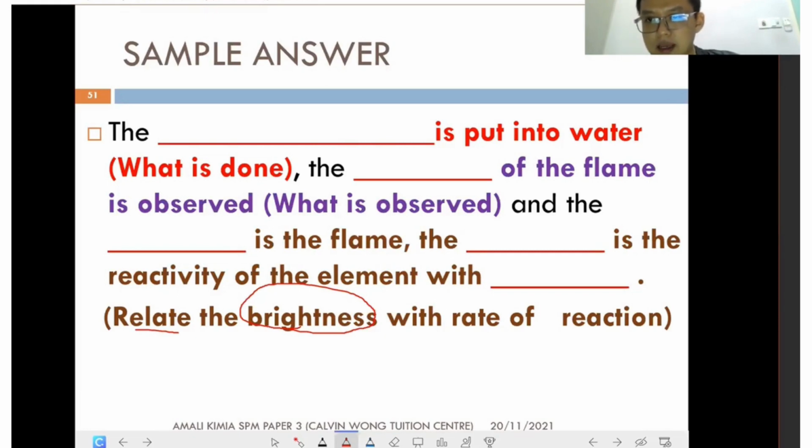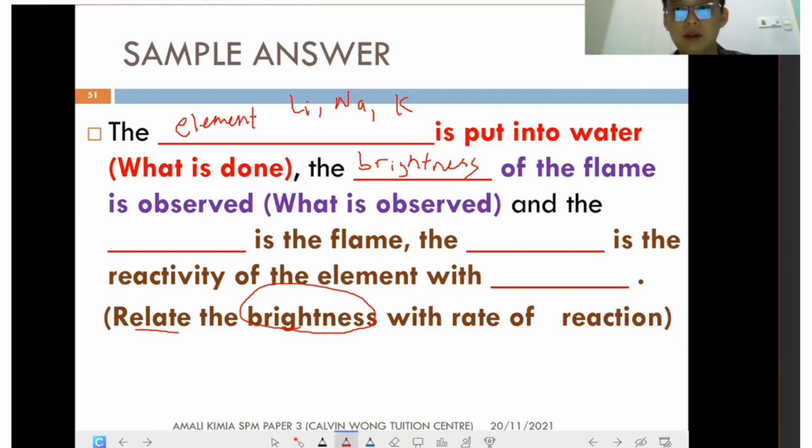Okay, so thank you, Evan. Thank you, Jonathan. Yes, lithium, sodium, potassium. Yes. It's put into. So we can say the group 1 element also can. Yes. Or I can say the element lithium, sodium, and potassium is put into the water. So what I'm observing, the brightness of the flame. Very good, Jonathan. Brightness. And the flame, and the reactivity.